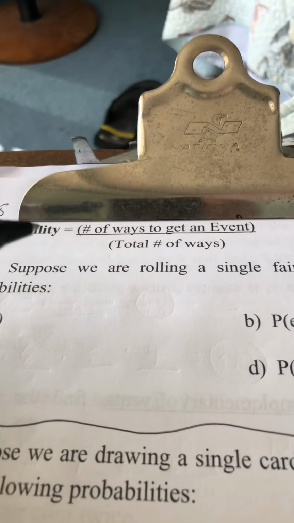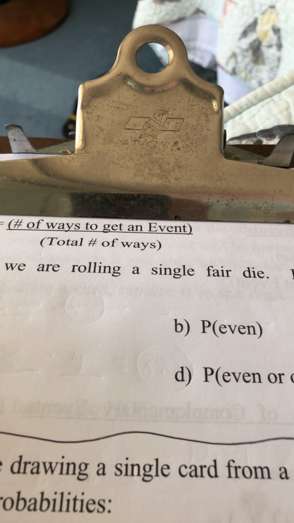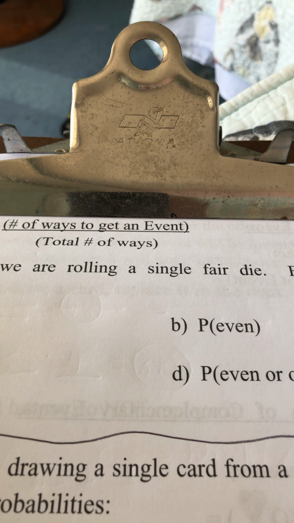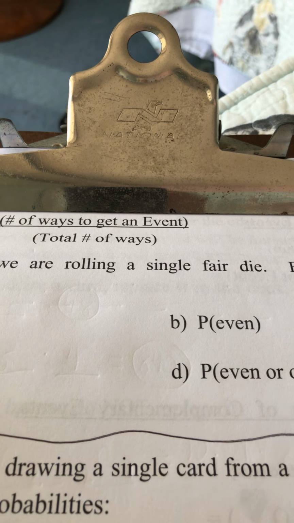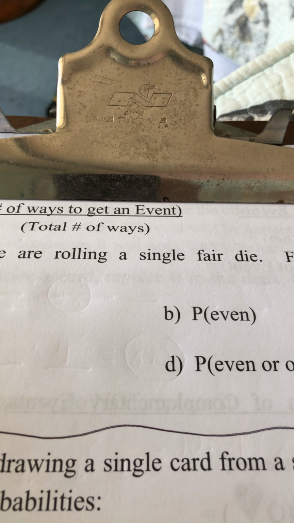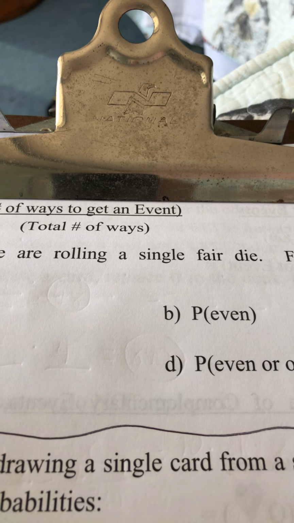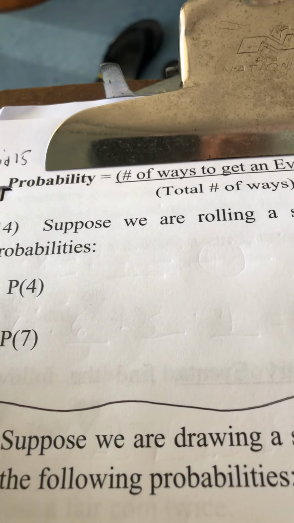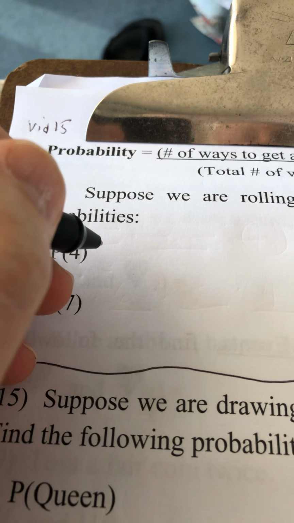So, for example, I have a single fair die. For those of you that don't know anything about gambling or even just using die in simple children's games, a fair die has 6 sides. It's equally possible to land on a 1, a 2, a 3, a 4, a 5, or a 6. So, this says, what is the probability of getting the number 4?